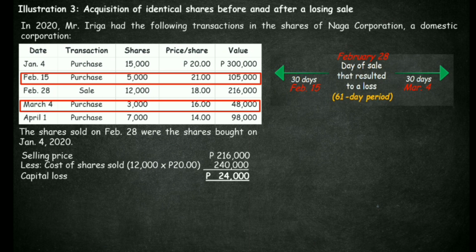But one thing is for sure, merong wash sale na nangyari but only up to 8,000 shares. 5,000 shares on February 15 plus the 3,000 shares on March 4. So, 8,000 shares lang. And then, ilan ba yung shares na binenta? 12,000. So, that means, ang nagkaroon ng replacement is only 8,000 shares. Tapos, yung remaining 4,000 shares, wala yung replacement.